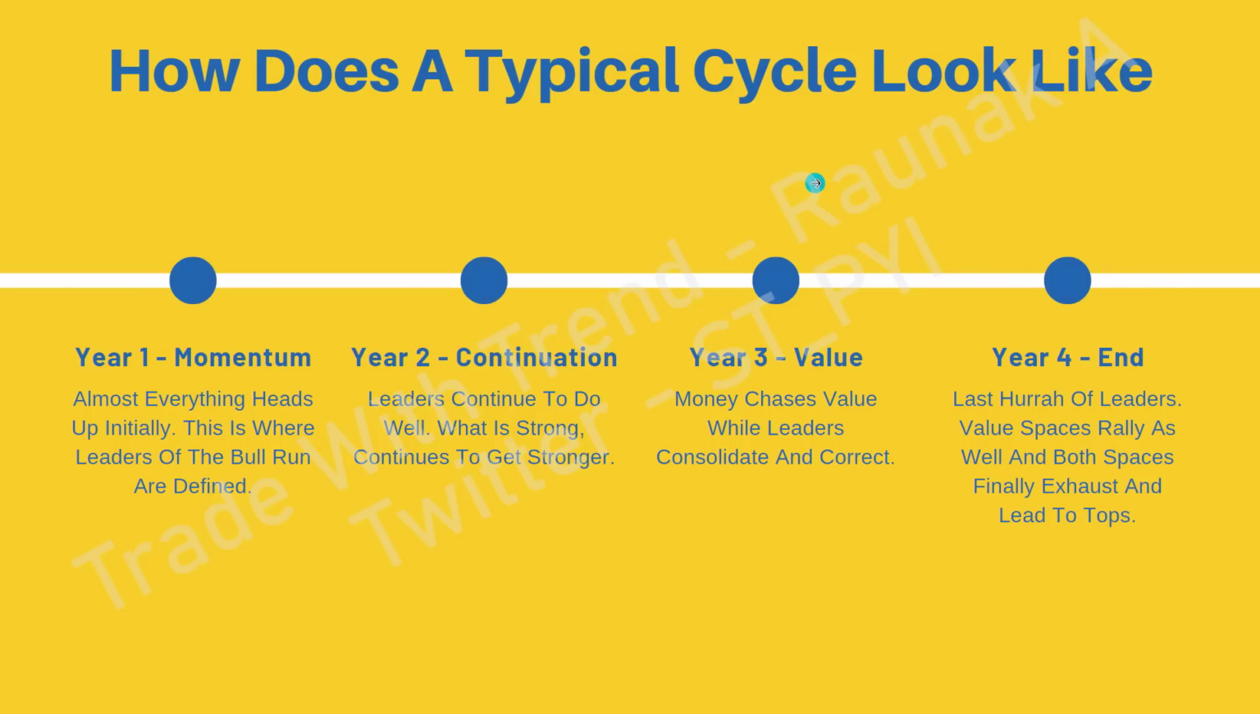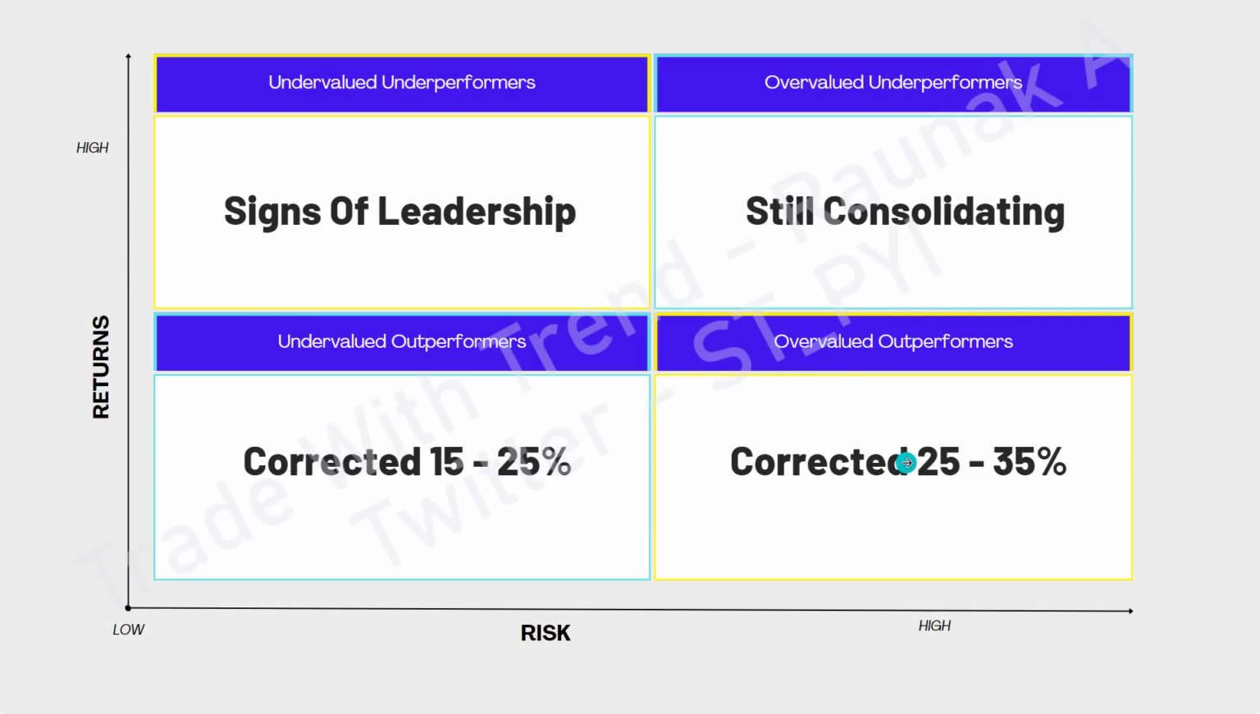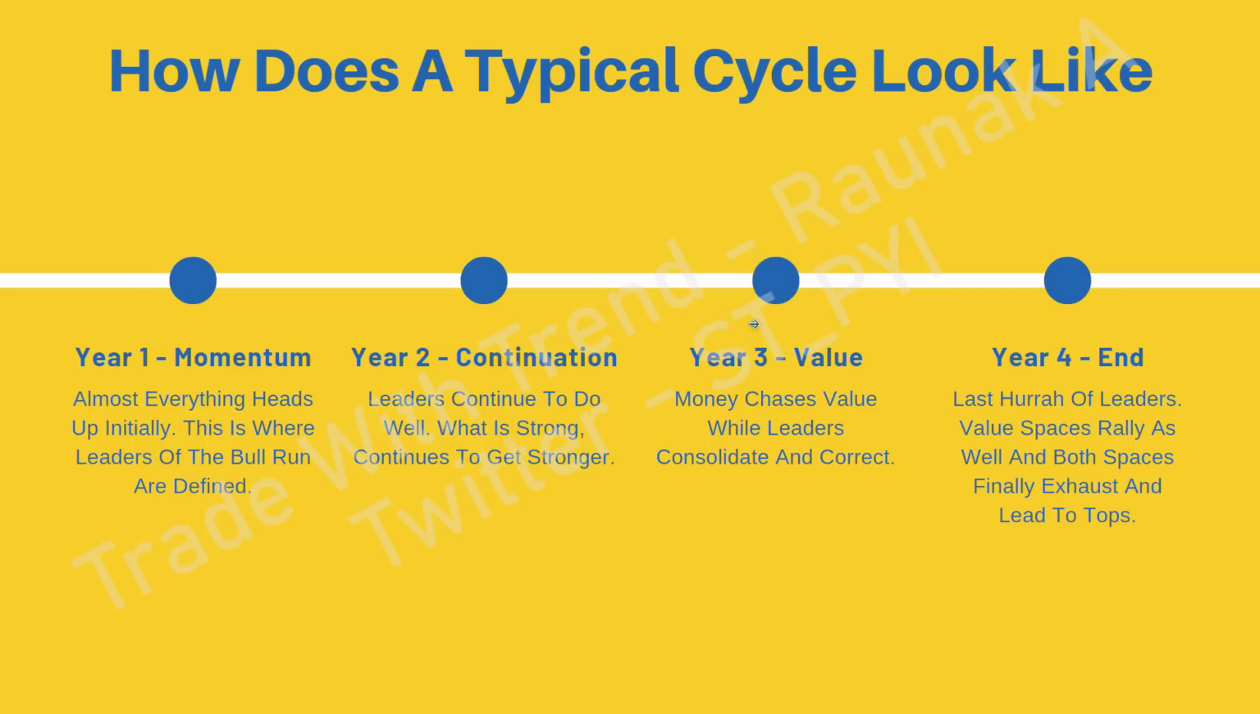Now, how does a typical cycle evolve in the market? You'll also get a question, how do you participate in these names? Because these names have fallen a lot. Some have had V-shaped recovery. I'll come to that in the last part of the video. Now, how does a typical cycle look like in the market?